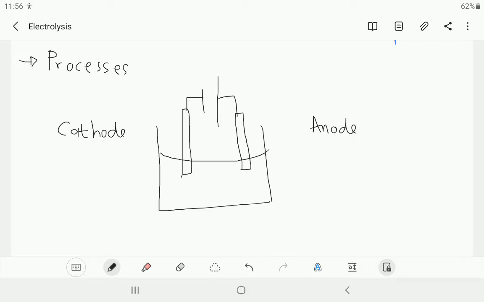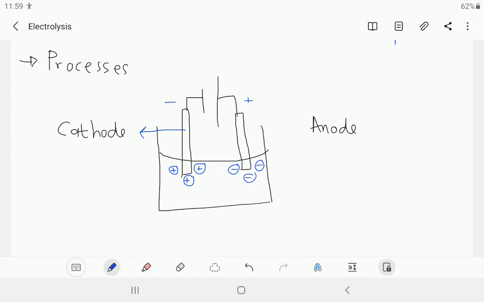After knowing the diagram, now let's come to the process that happens during electrolysis. So the negative electrode is called the cathode because it attracts all the cations. So cathode, cation. And then the positive electrode or anode will attract all the anions. Yes, anions move toward the anode.